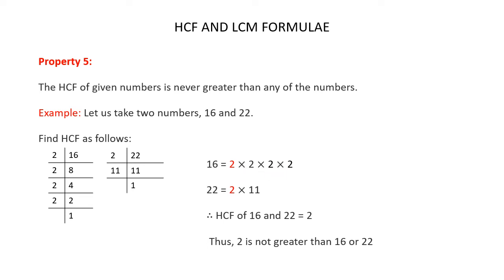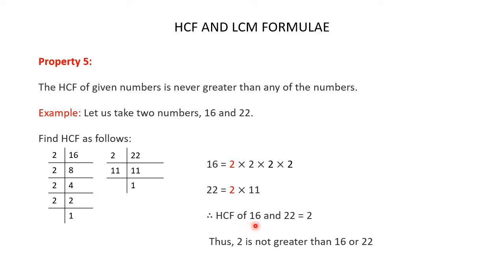Now let's find the prime factors for 22. 22 divided by 2 is 11. 11 divided by 11 is 1. So the prime factors of 22 are 2, 11 and 1. Now 22 can be written as the product of its prime factors as 22 is equal to 2 multiplied by 11. Now when you look at all these factors, you'll notice that 2 is the common factor here.